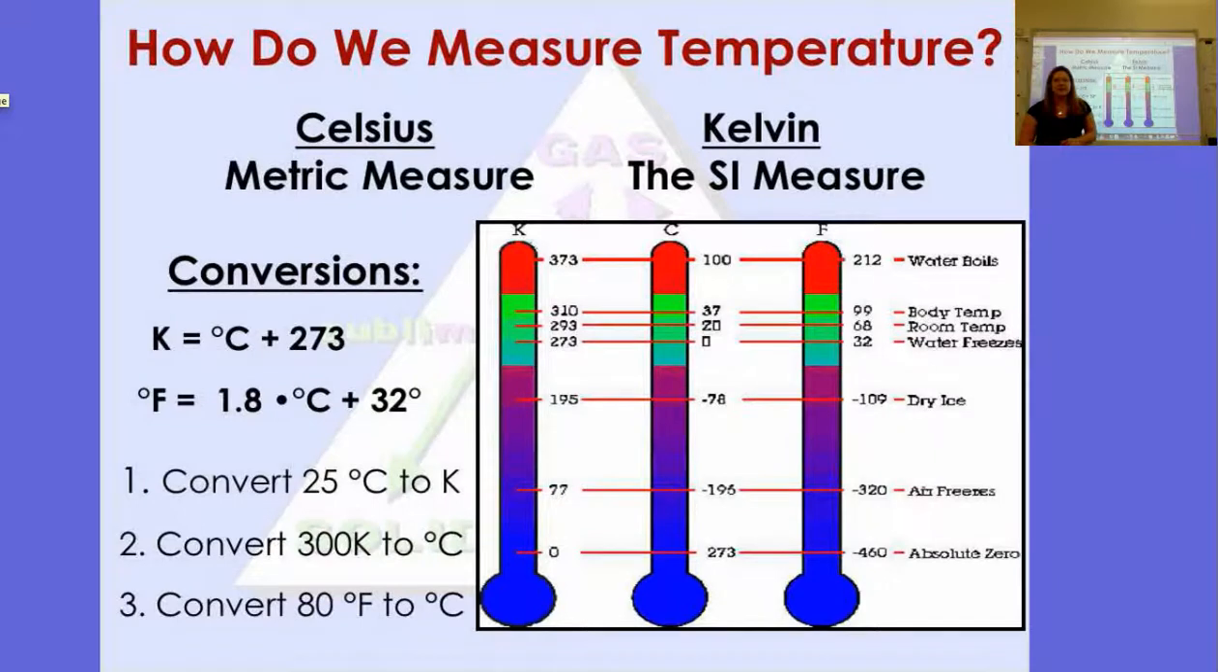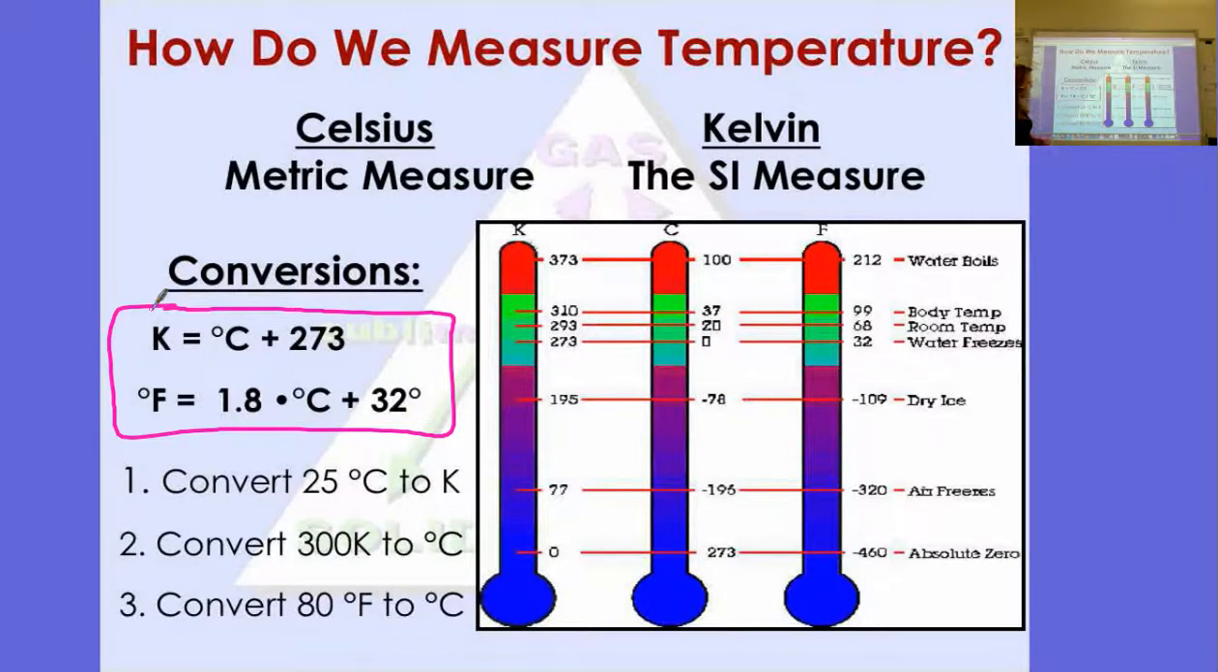How do we measure temperature? We've seen this slide before. This is a review. Celsius is the metric measurement for temperature. Kelvin is the international standard unit for how we measure temperature, and Fahrenheit is the one that we use. So your conversions are listed right here. There are 3 different scales, Kelvin, Celsius, and Fahrenheit, and we can look at some different numbers on here. Where water freezes is 32 Fahrenheit, or 0 Celsius, or 273 Kelvin.